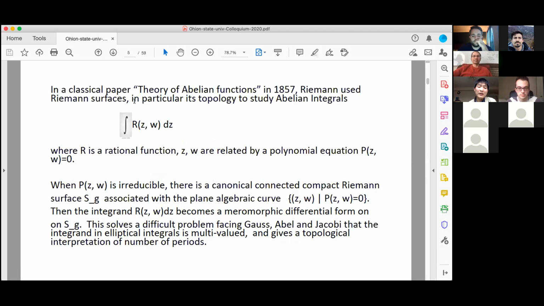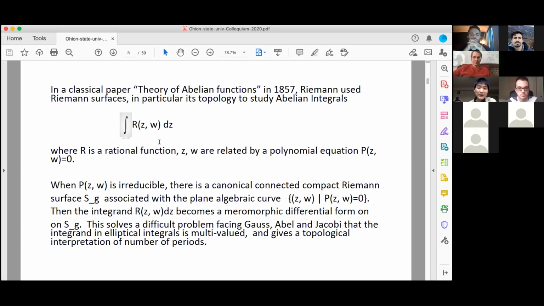Now, Riemann's thesis was 1851. Three years later, he wrote this very famous paper, Theory of Abelian Functions. Riemann used Riemann surfaces, in particular the topology of Riemann surfaces, to study abelian integrals. Abelian integrals are integrals of R(z, w) dz, where R is a rational function in z and w, and w is an algebraic function of z. So z and w are related by a polynomial. Such an integral is called an abelian integral. Well, Abel studied this, so it's named after Abel.